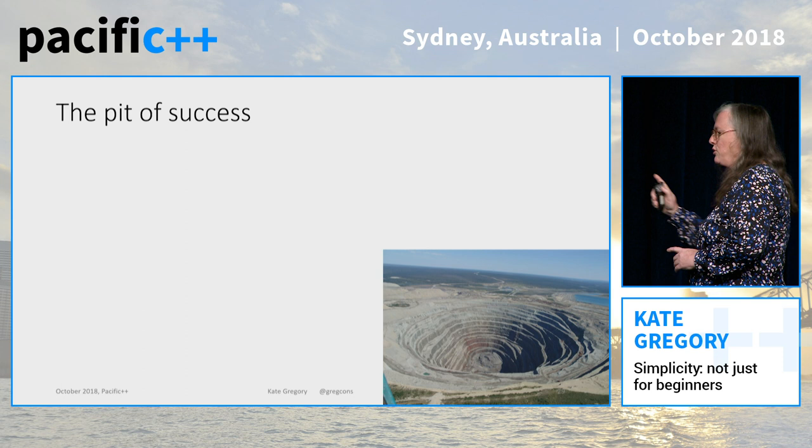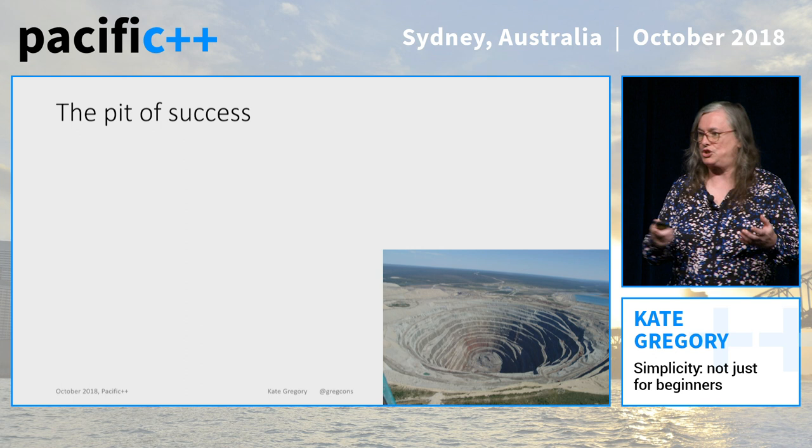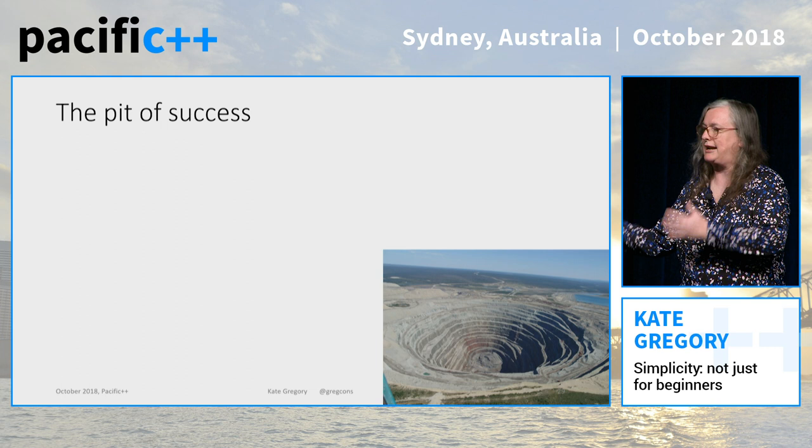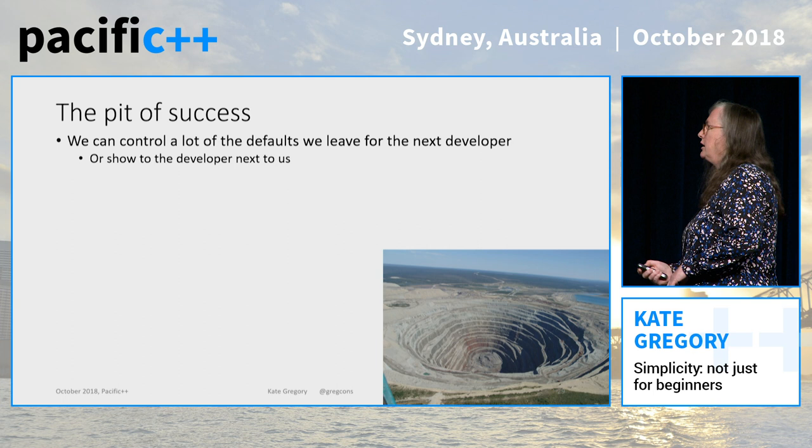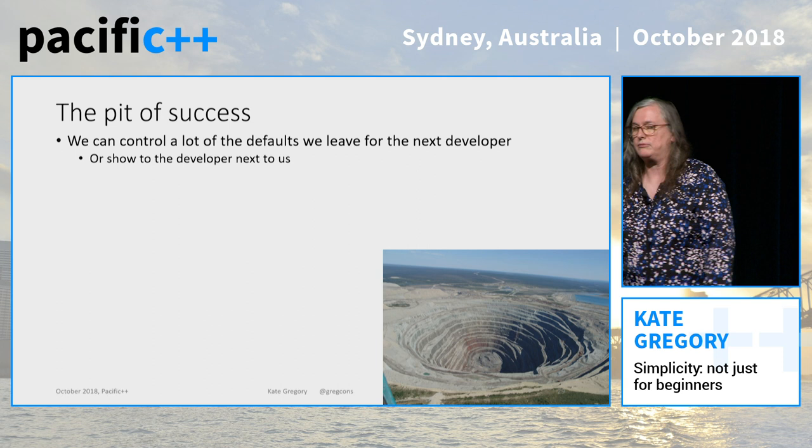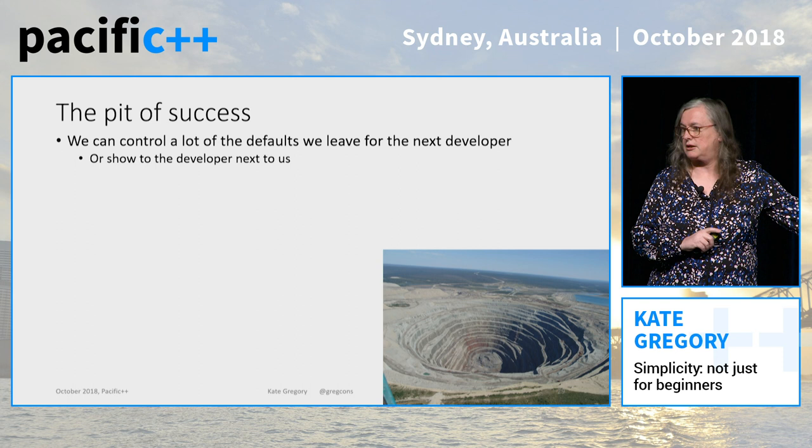So if you've got someone on your team who you wish would do more X, you provide them with situations where doing X is the obvious thing to do, and they have to go to some trouble not to X. We control the defaults we leave behind for the next programmer, or that we show to our teammates when we're doing commits and doing code reviews together.